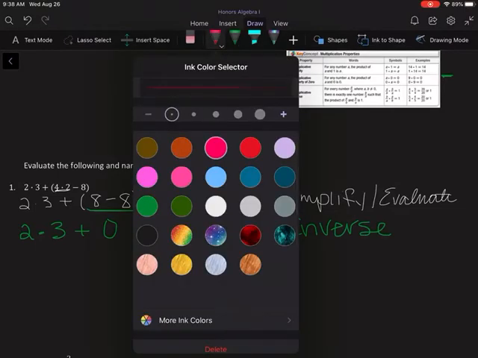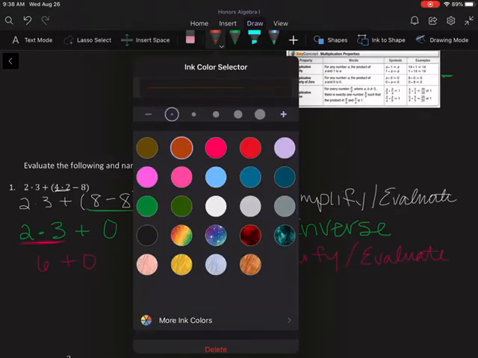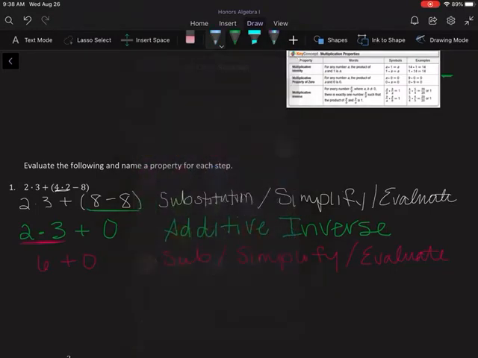All right. And then the next step would be to actually multiply this out. So that's 6 plus 0. And that's, again, substitution, simplify, or evaluate. And then 6 plus 0, we know is the additive identity because I'm getting the exact same number.